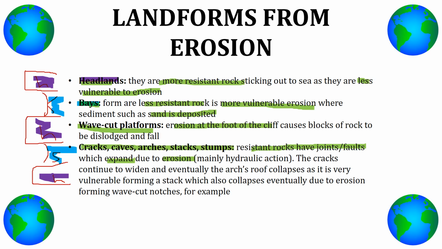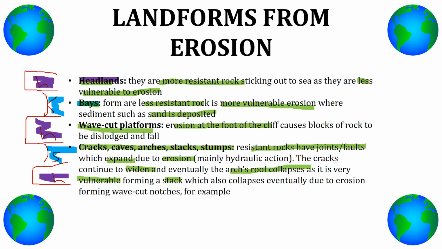The cracks continue to widen, and eventually the arch's roof collapses as it's very vulnerable, which forms a stack, which then also collapses due to erosion, forming wave-cut notches. So you've got a wave-cut notch, which is that bit of the foot of the cliff that has eroded before it collapses to form a wave-cut platform. So again, I'll just repeat the last bit.